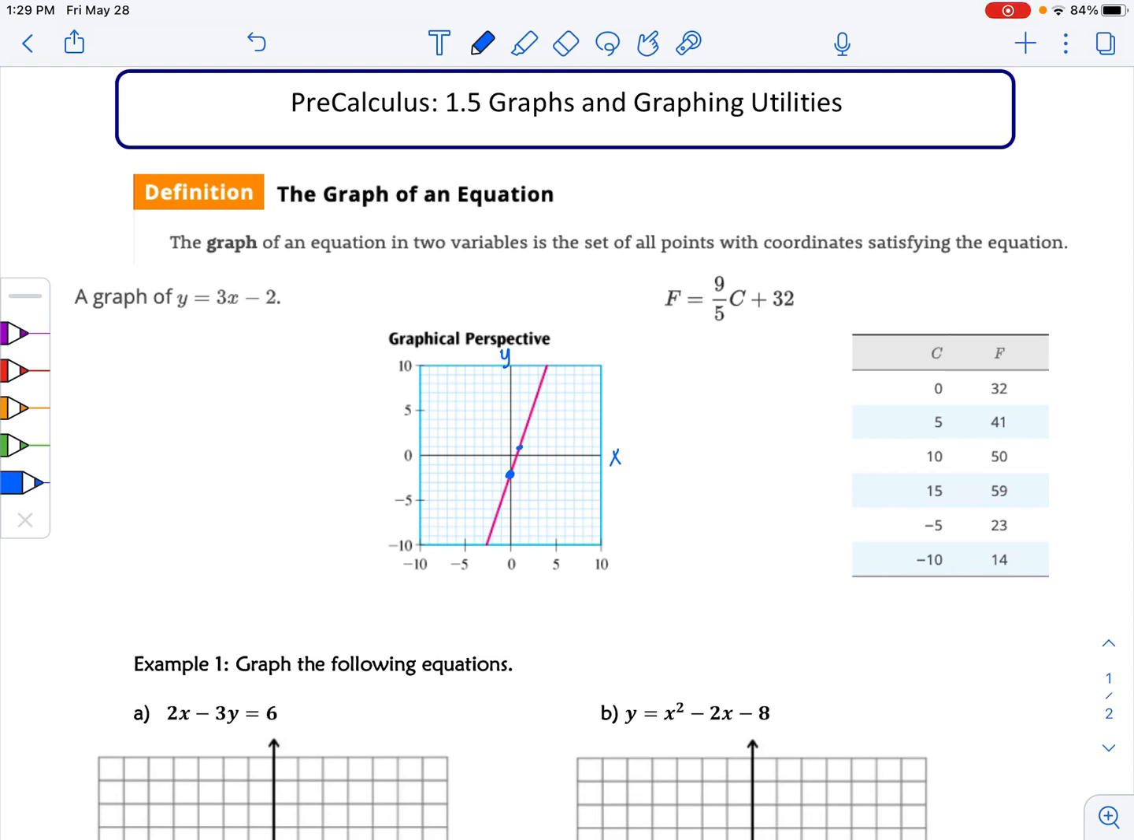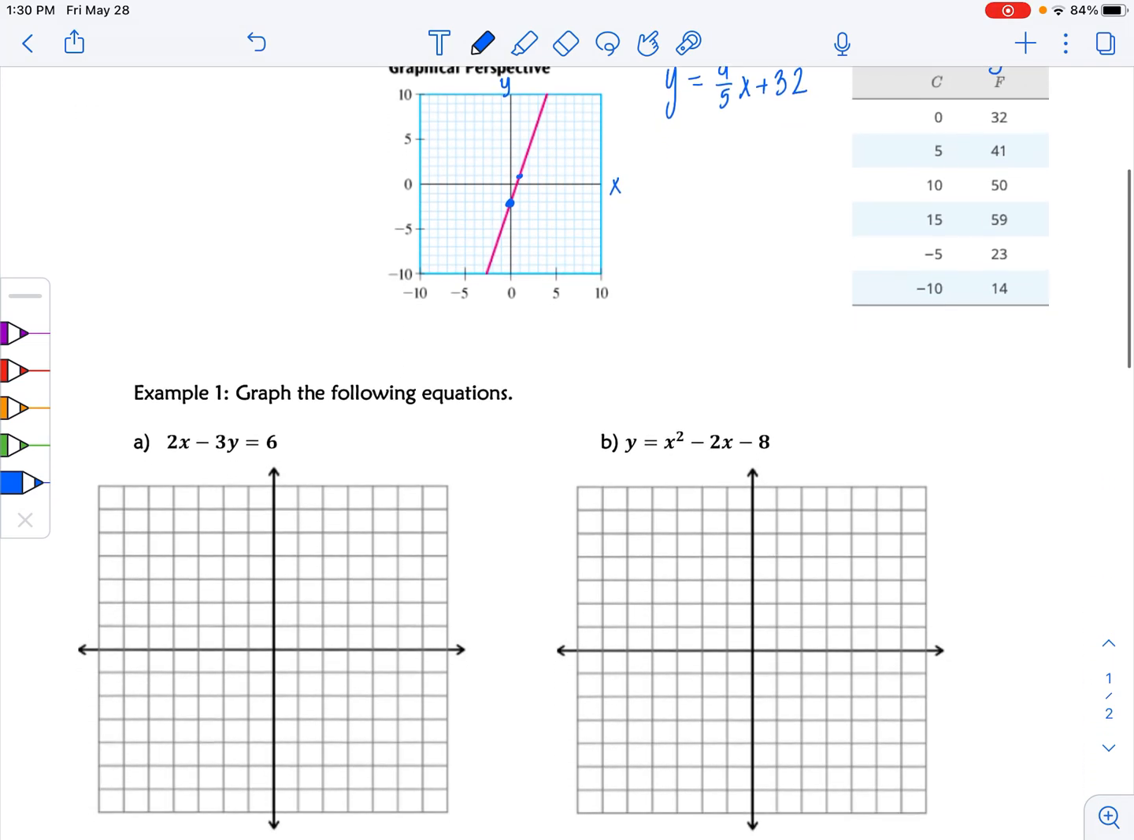You also could look at an equation in a table. You can actually do this on your calculator by going to second table. And you'll see these once you type this into your y equals. This is the same thing as y equals 9/5 x plus 32. If you prefer looking at x and y versus C and F, it's the same idea, so you can get kind of a graph in your mind. Let's see what we got here.